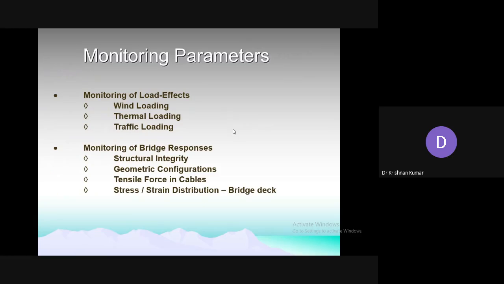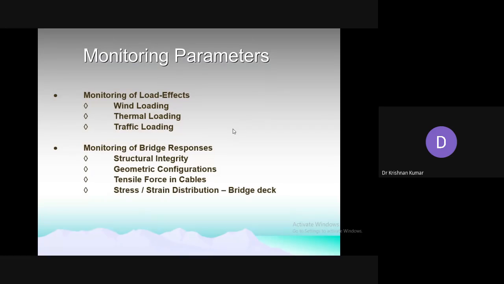And for each one, we have different parameters. We have load effect parameters and bridge response parameters. The load effects are the vertical load as well as the lateral load and the thermal load. The lateral load is wind loading. Thermal load is the temperature response, and the traffic load is due to moving vehicles. The bridge response is the structural integrity with respect to moving load or thermal expansion or, for example, wind loads, how the structure is behaving.